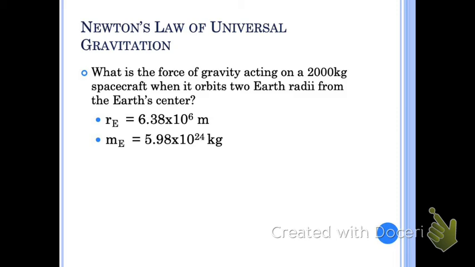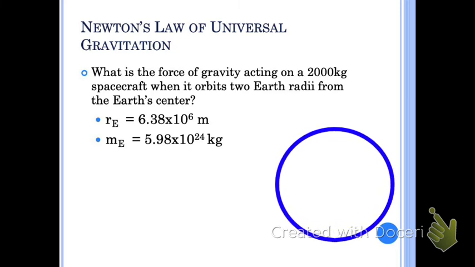Okay, but it says, what's the force of gravity acting on a 2,000 kilogram spacecraft when it orbits 2 Earth's radii from the center? So here's a value for Earth's radius. The radius of the Earth always goes from the core of the Earth to its surface. And that value is 6.38 times 10 to the 6th.